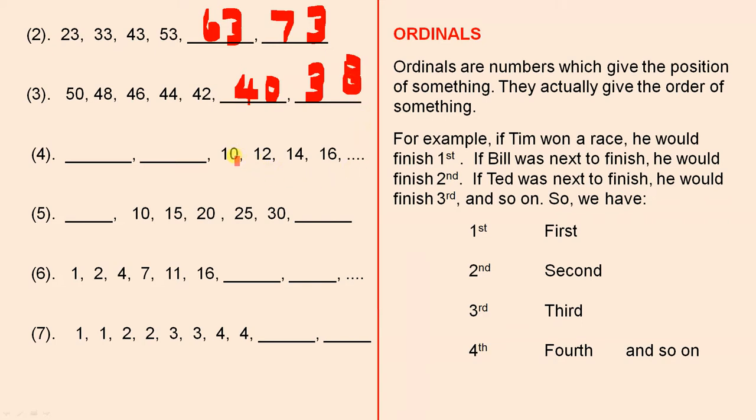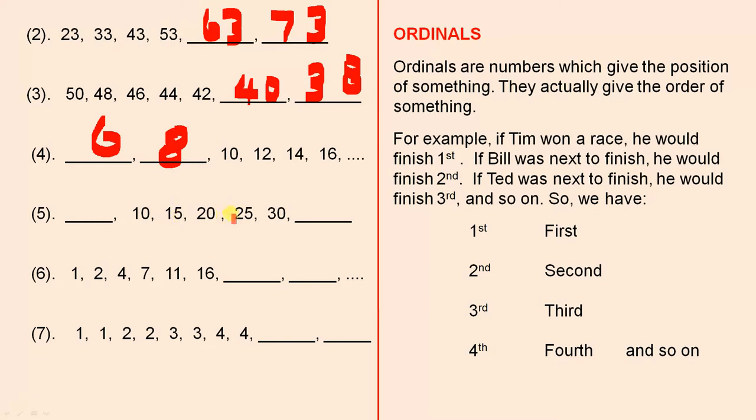What do we have here? 10, 12, 14, 16. So they're going up by 2. So if we go from here to here and we go up by 2, that definitely has to be 8. And that has to be 6. So you go up by 2, by 2, by 2.